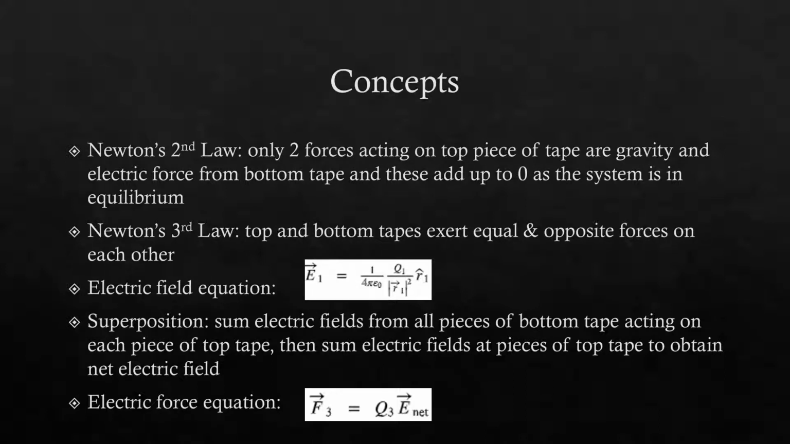Then you have your electric field equation, and then superposition, where you have to sum the electric fields from all pieces of bottom tape acting on each piece of the top tape, and then sum the electric fields at pieces of the top tape to obtain the net electric field at the top tape. And this is really important for the line of charge model. And then you have your electric force equation.